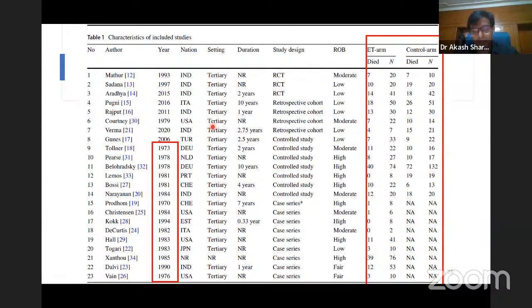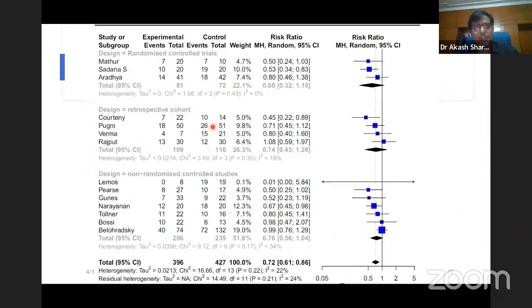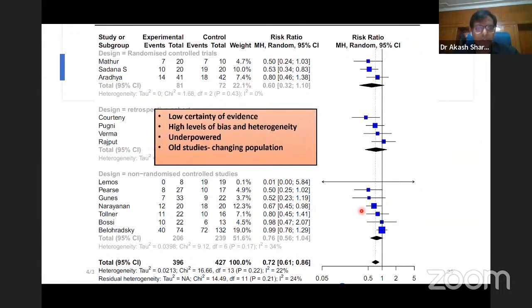So taking all this background into consideration, when they analyzed all the data, including only randomized trials or retrospective studies or non-randomized control studies, they did show that in mortality there was some benefit. There was around 28% reduction in mortality, but again, there was low certainty of evidence, high level of bias, and very high heterogeneity. All of the individual studies were underpowered, and the majority of these studies were old. And the population in which we might use this intervention for sepsis will be very different.